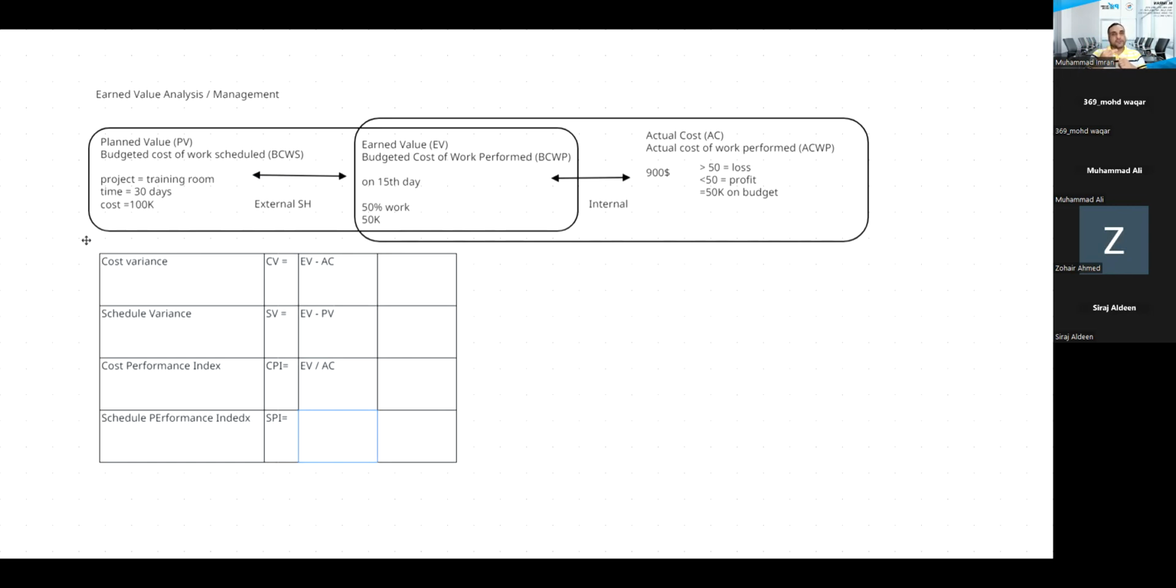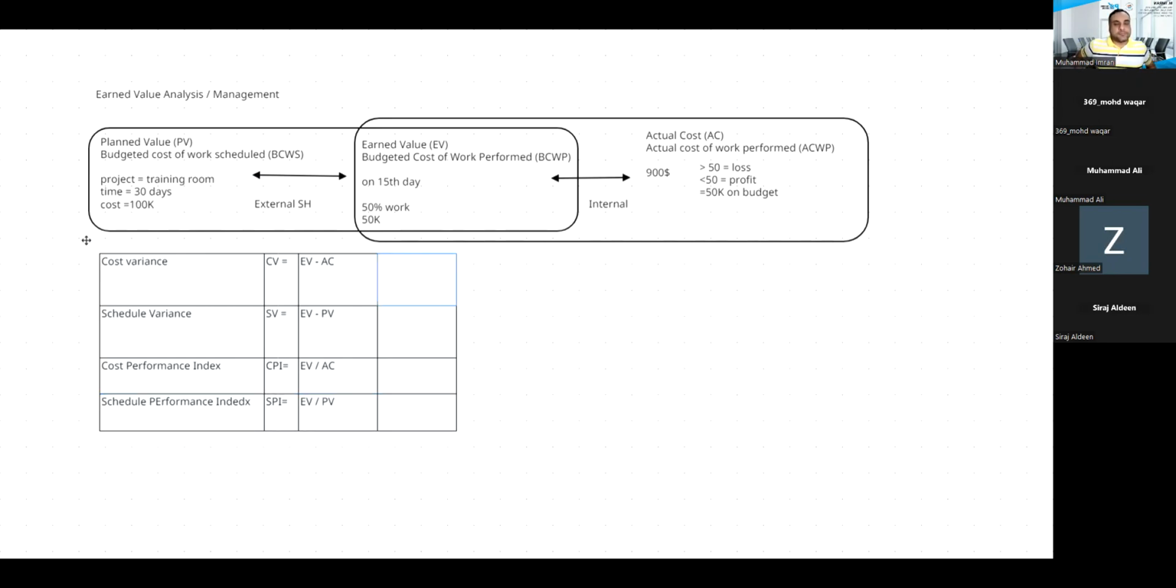Two for variance, two for index. Every formula starts with earned value, and the last side of the formula will be based upon the formula itself. If it is for cost, we'll place the variable with cost, else planned value. Make sense? Yeah. Things are not getting intense. No, sir.